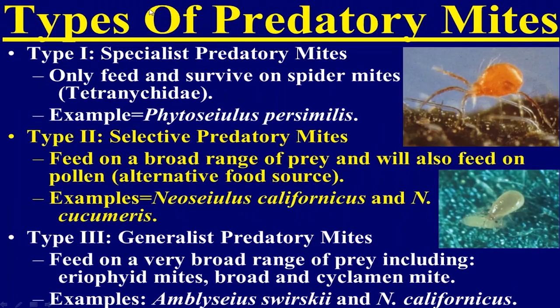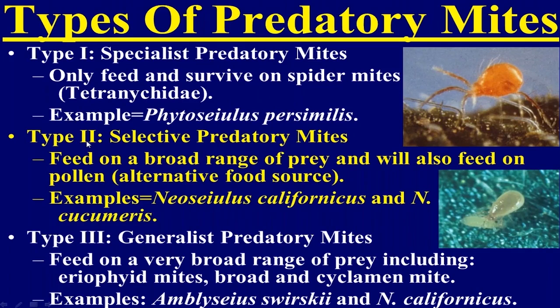So there are three types of predatory mites. Type 1 are called specialist predatory mites, and this includes Phytoseiulus persimilis. It only feeds on two-spotted spider mite, so once the food is gone, they will probably die out.